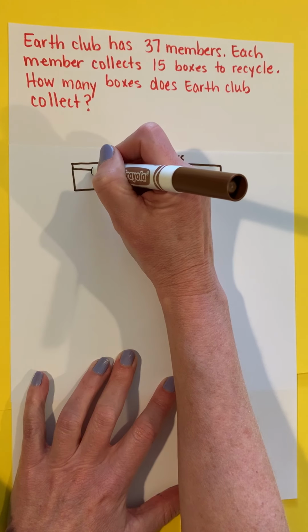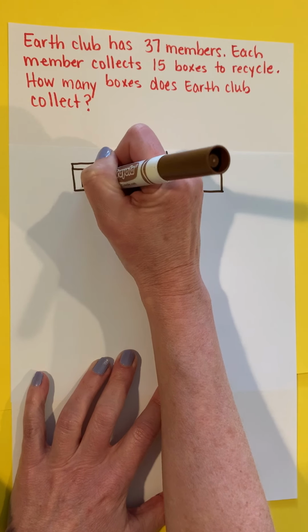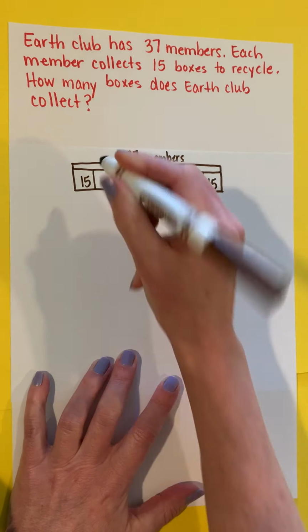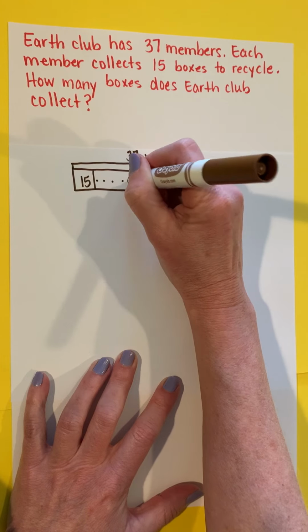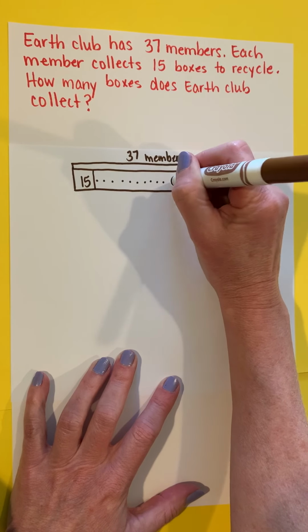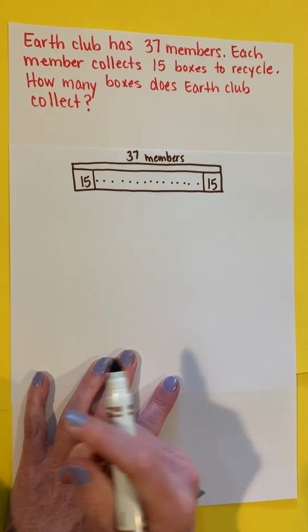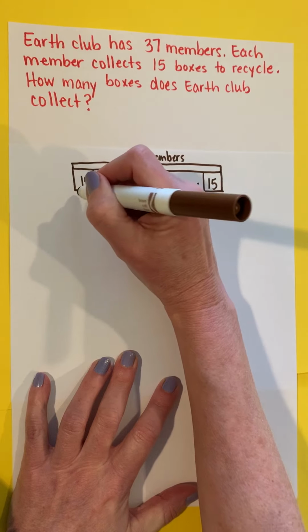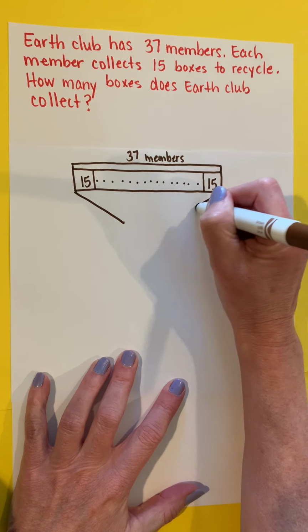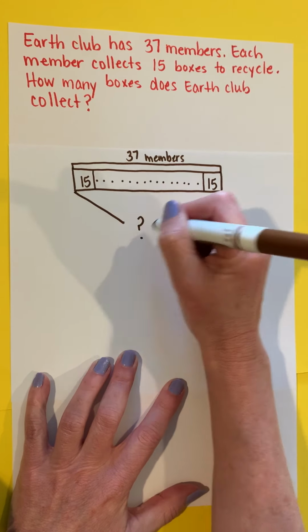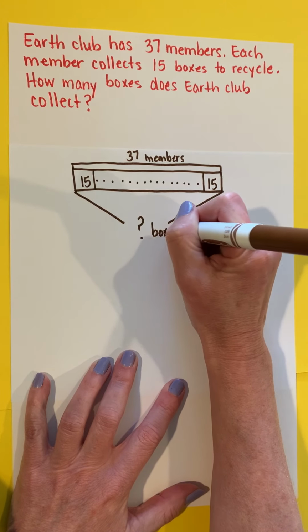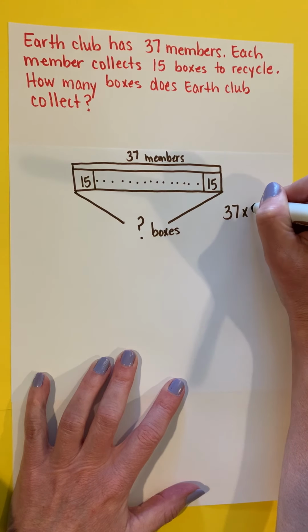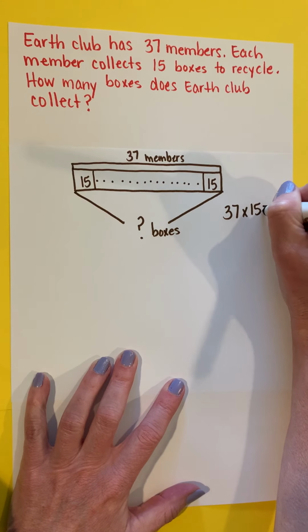I do know that each member collects 15 boxes. So I'm going to represent that like this. These dots let me know that within each of those 37 members, each gets 15 boxes. And what I'm trying to figure out is the whole. How many boxes will there be all together? So in order to figure this problem out, I would do 37 multiplied 15 times.